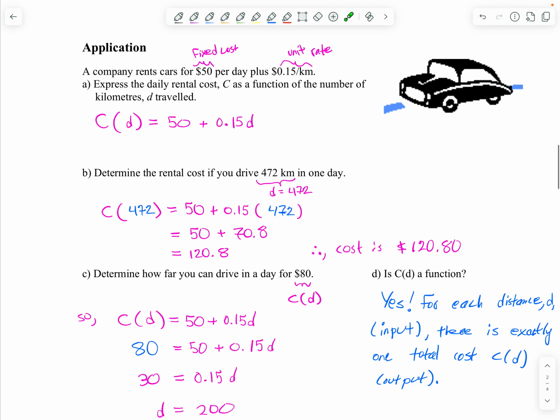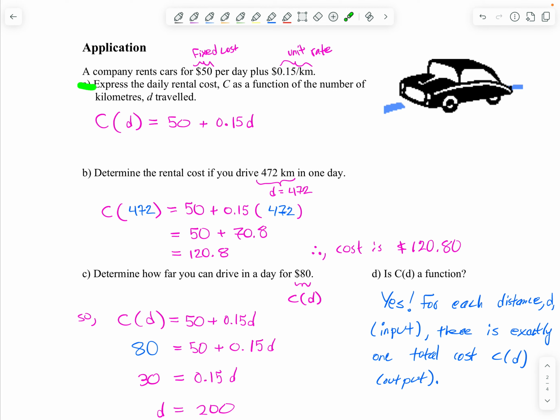Lastly, we look at an application here. We have a car company that rents cars for $50 per day plus $0.15 per kilometer, or 15 cents a kilometer. This is an example of a linear relationship or a linear function because we have a fixed cost, $50 per day, and we have a unit rate, which is, the higher the distance it travels, the more the cost goes up.